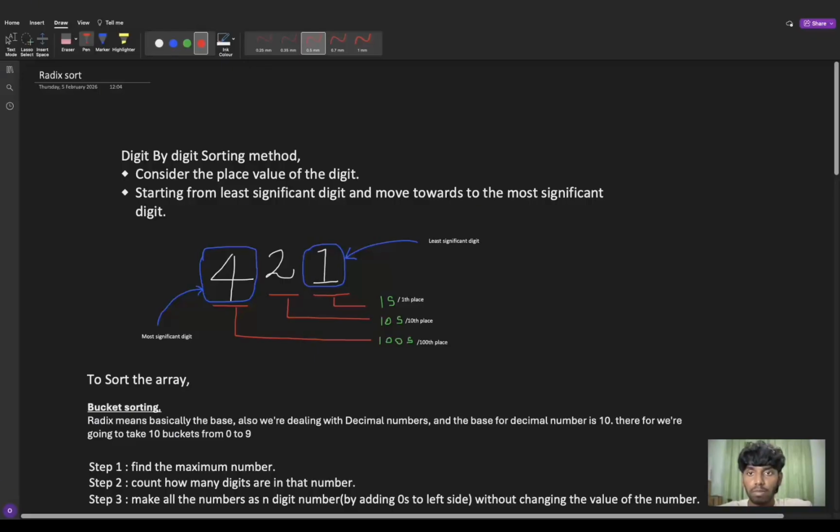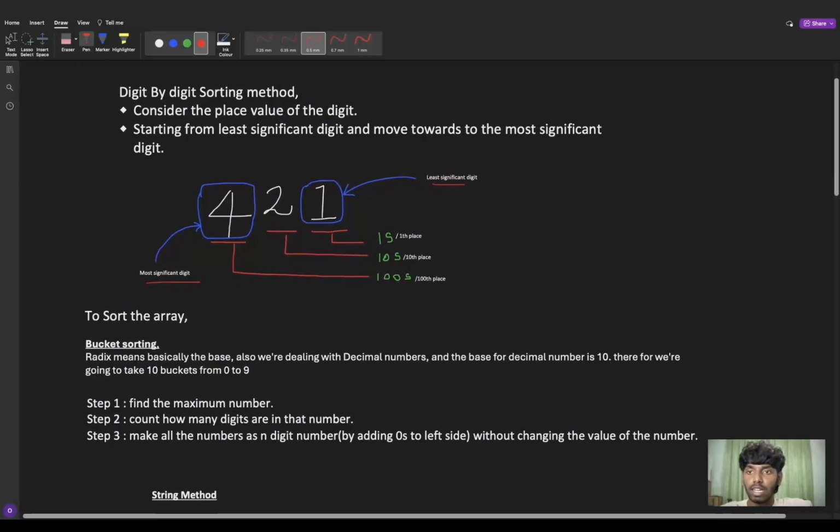Right here for an example, we got 421. You can see the 1 is at the ones place, the 2 is at the tens place, and the 4 is at the hundreds place. Likewise, this makes the value 421. To sort, we start from the least significant digit and move forward to the most significant digit. So the 1 at the ones place is the least significant digit, and the 4 at the hundreds place is the most significant digit.